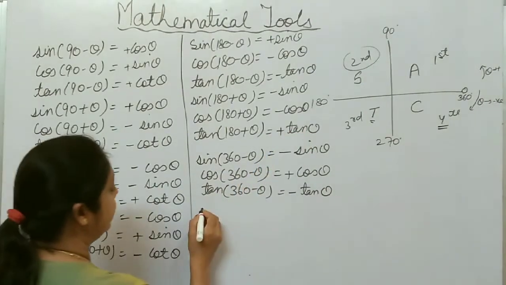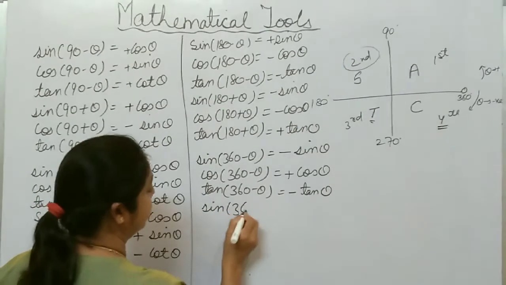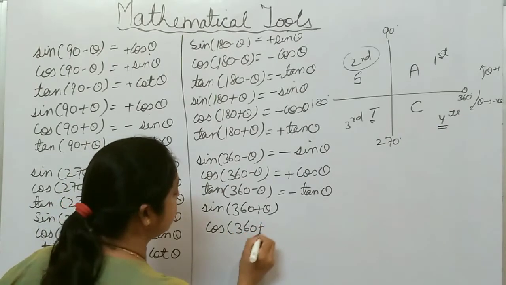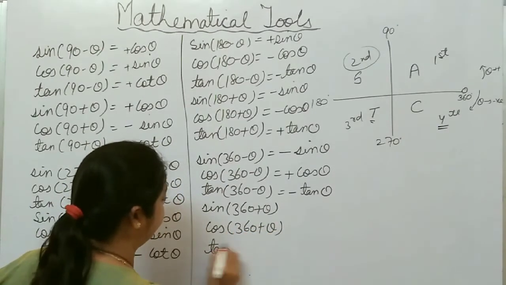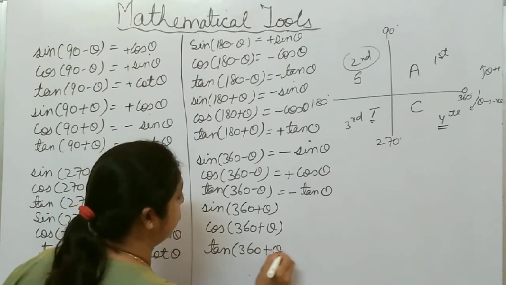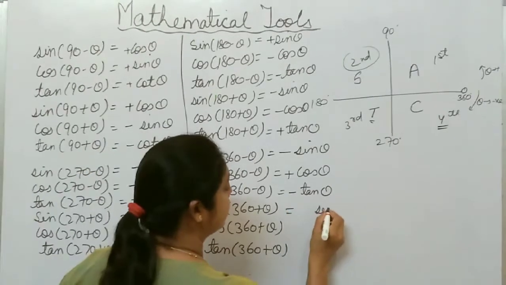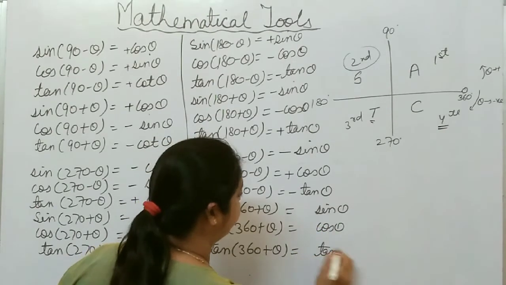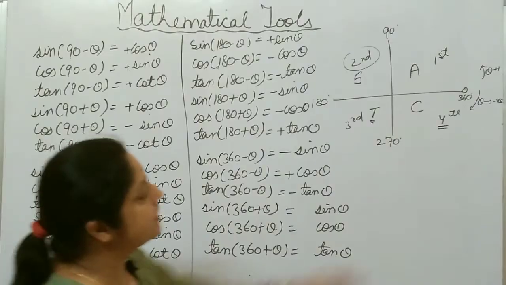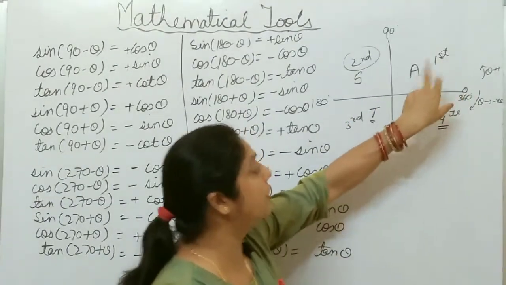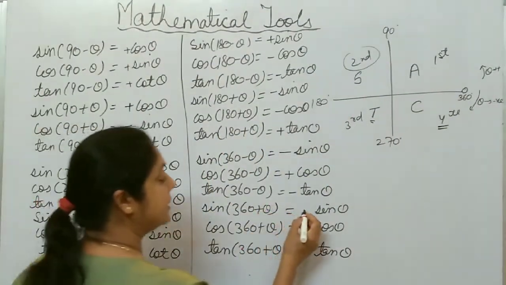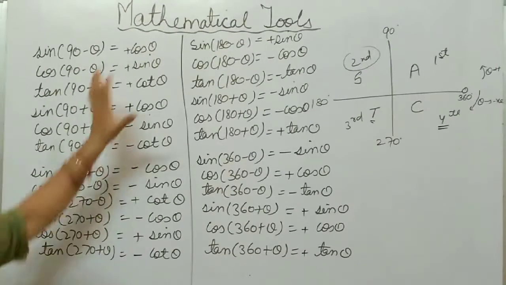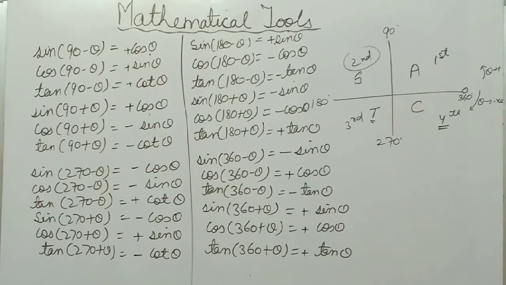Same way, sine 360 plus theta, cos 360 plus theta, tan 360 plus theta. Here also sine remains sine, cos remains cos, and tan remains tan. And 360 plus theta is in first quadrant. In first quadrant, all are positive. It means sine 360 plus theta is positive, this one is positive, this one is positive. Okay. In this way, you remember all these formulas.